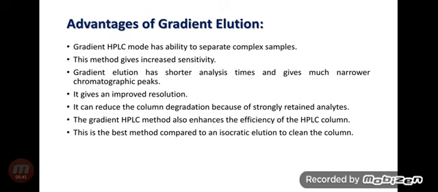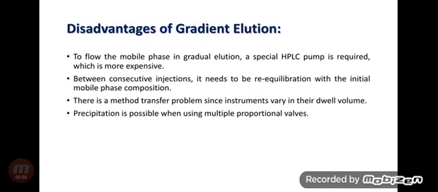It can reduce the column degradation because of strongly retained analytes. The gradient HPLC method also enhances the efficiency of the HPLC column. This is the best method compared to isocratic elution to clean the columns. Now, disadvantages of gradient elution.